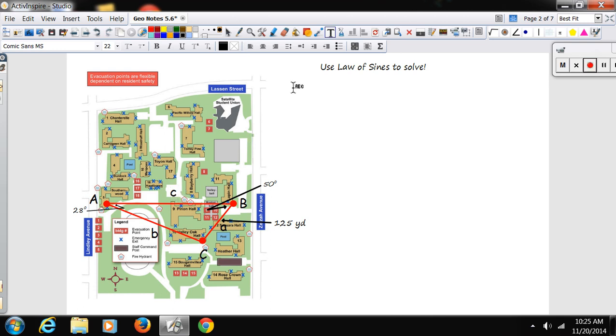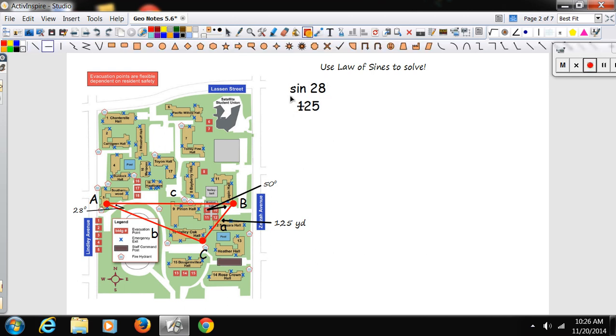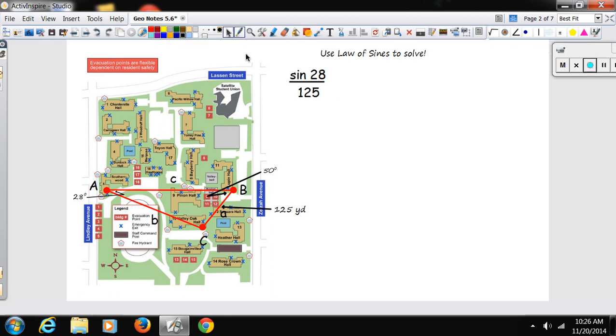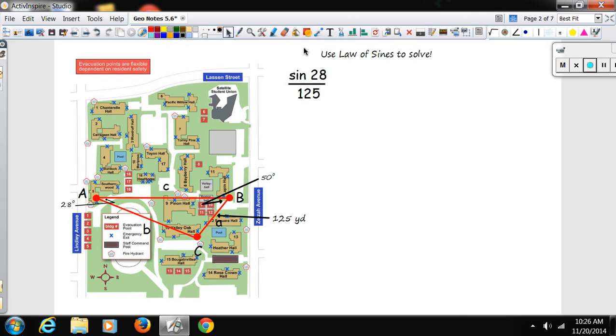Now use law of sines. We want to solve this triangle. Which letter has both values? A does, right? A has the 28 for the degrees, and A has the 125 for the yards. So we have to use that fraction, sine of 28 over 125. You have to use the one that has both values. So that's the first thing we look for, the one that has both numbers. So sine of 28 over 125.